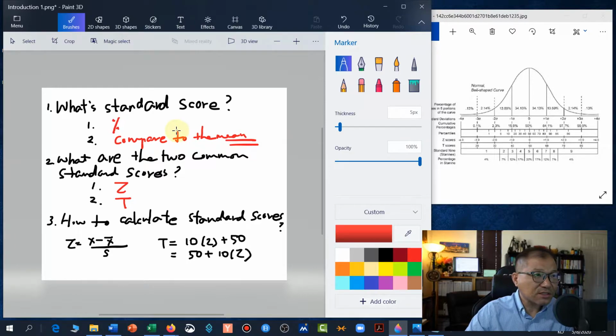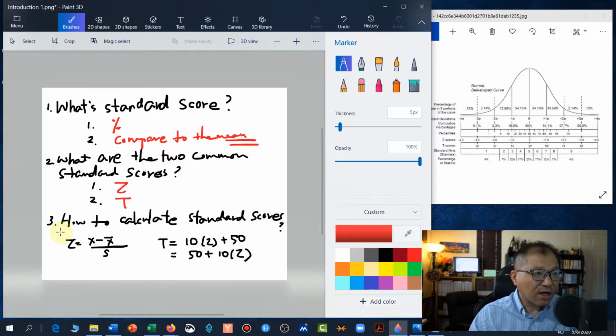So now you can see where your score is located. That will give you a percentile as well, right? That's the first question. You can see your percentile in the distribution when you compare your score to the mean. So you can see your score's location. You are better than the normal, the mean, or you are below the mean, right? So there are two common standard scores, z and t scores.